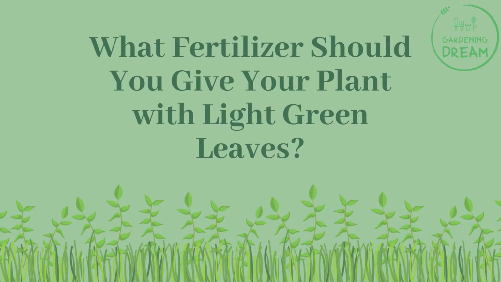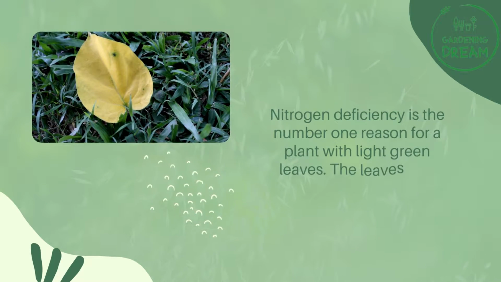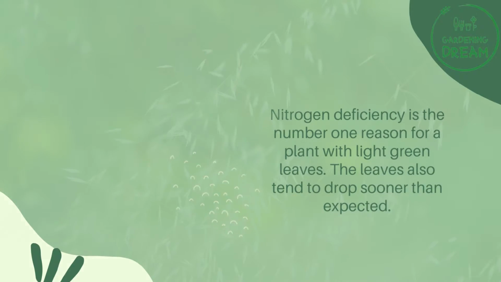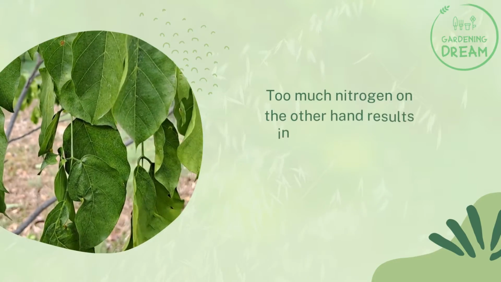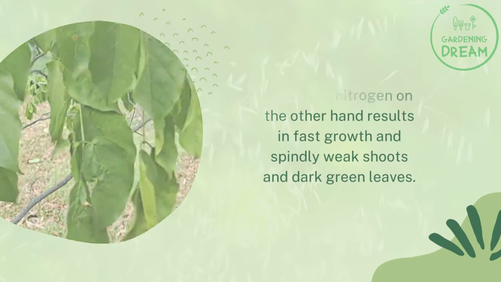What fertilizer should you give your plant with light green leaves? Nitrogen deficiency is the number one reason for a plant with light green leaves. The leaves also tend to drop sooner than expected. Too much nitrogen, on the other hand, results in fast growth and spindly weak shoots and dark green leaves.